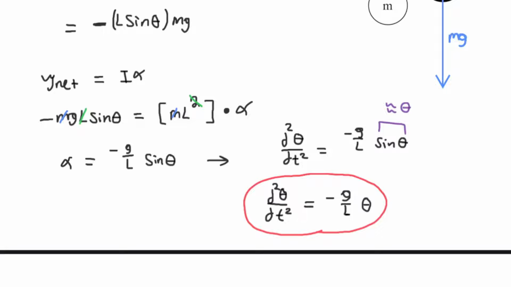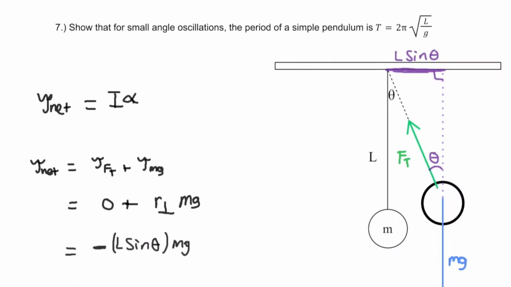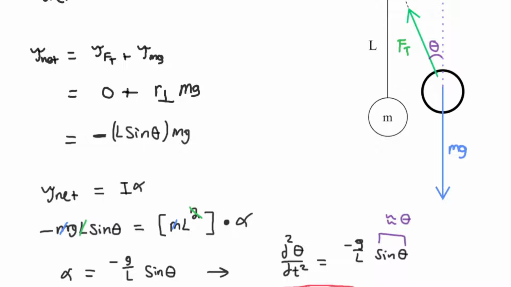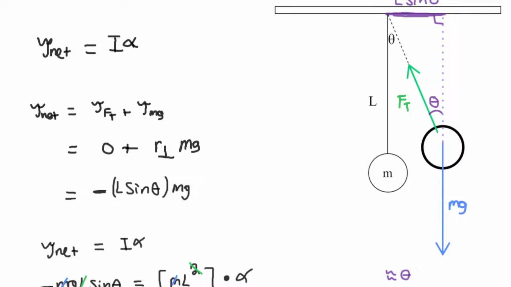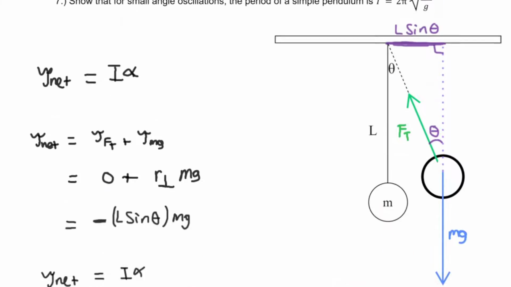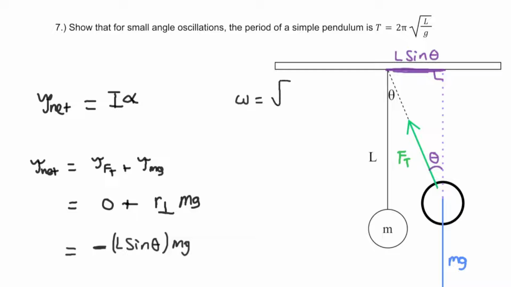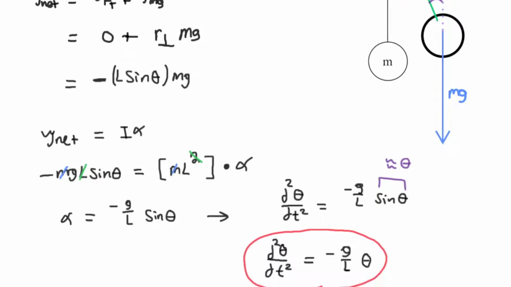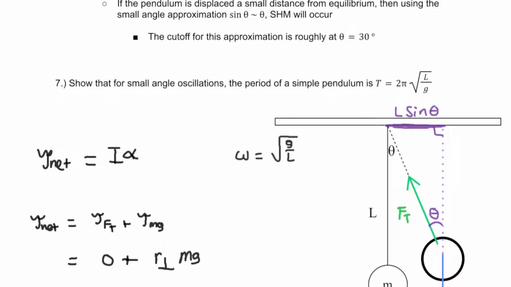We wanted to show actually what the period is. Coming back here, we know that omega is going to be the square root of g over L, because that's the square root of the number in front of our theta. And we know that period is equal to 2 pi times 1 over omega, which is equal to 2 pi square root of L over g. And that's our answer.